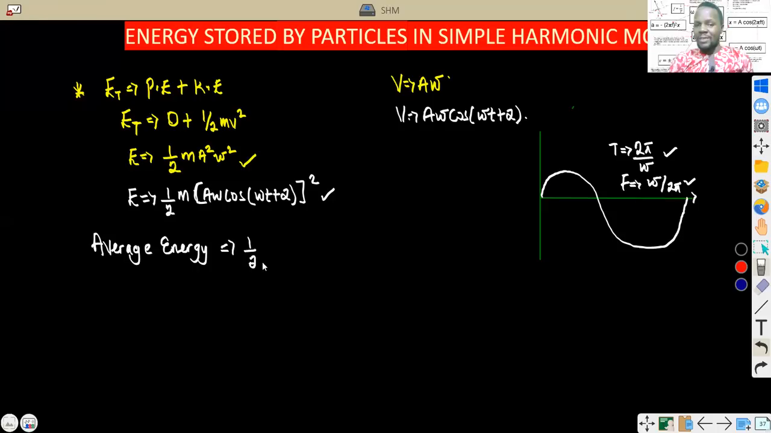I'll help you write it out. The total energy, you can write in this form: 1 over 2 times m, A squared, omega squared. What does m stand for? Mass. A stands for amplitude. Omega stands for angular velocity. So please, guys, this is where we are going to stop here.